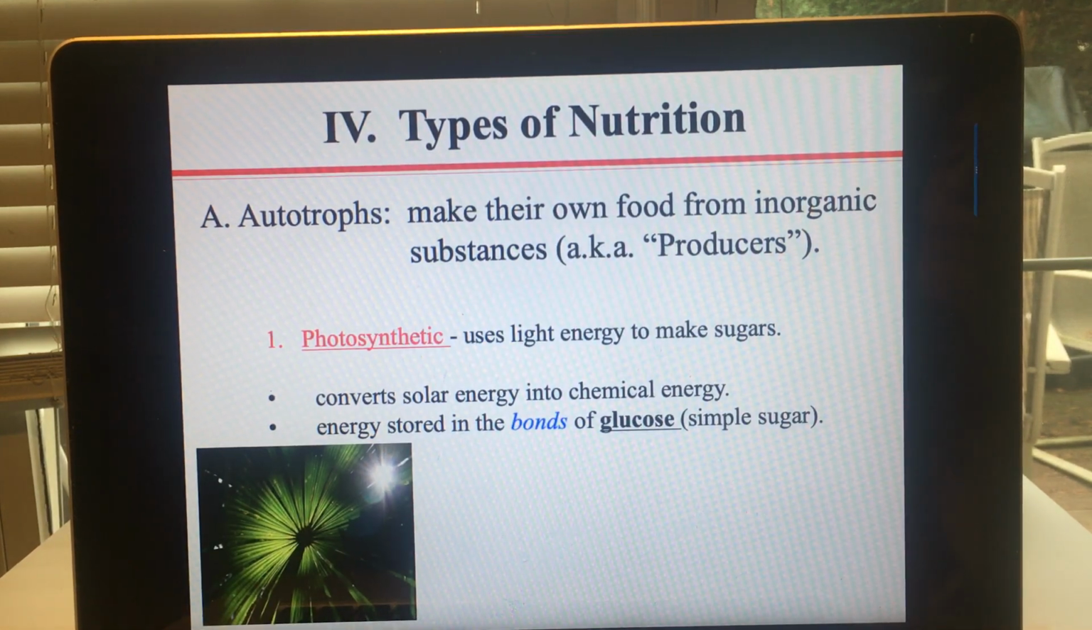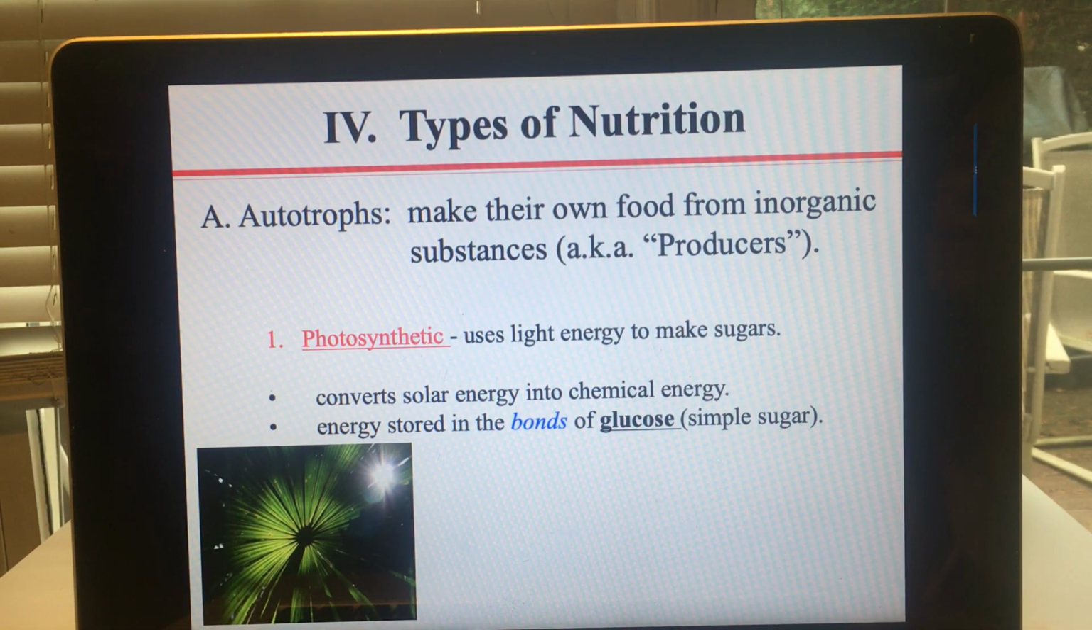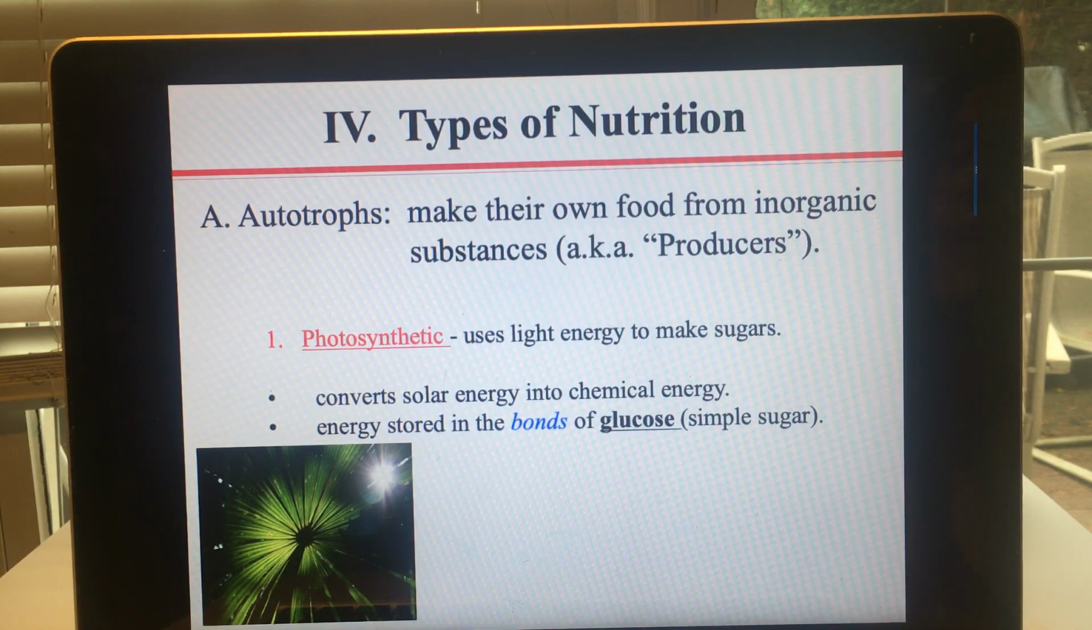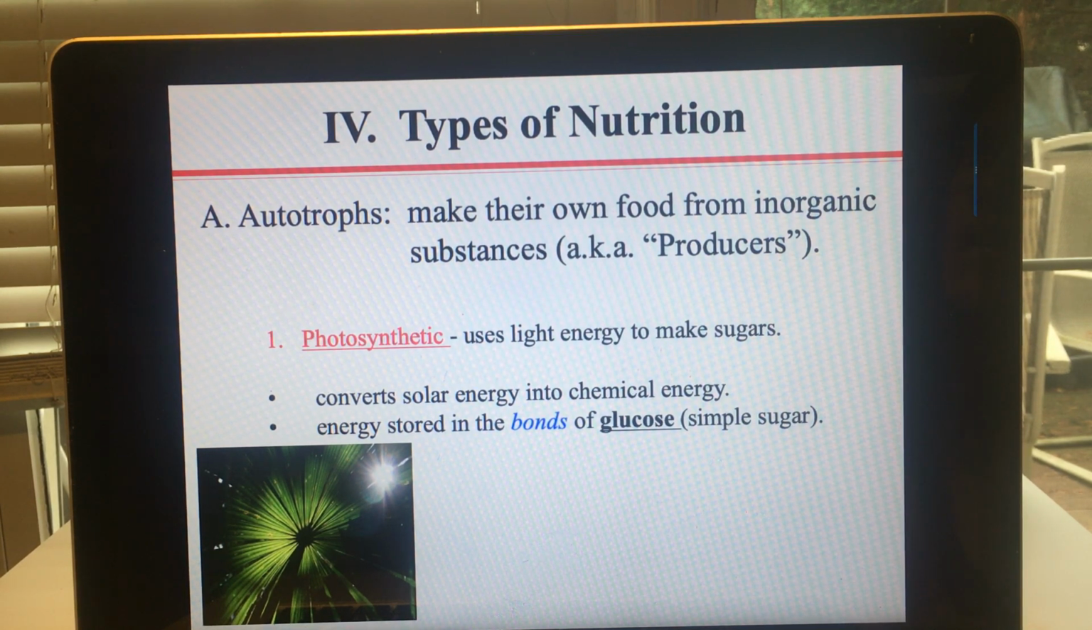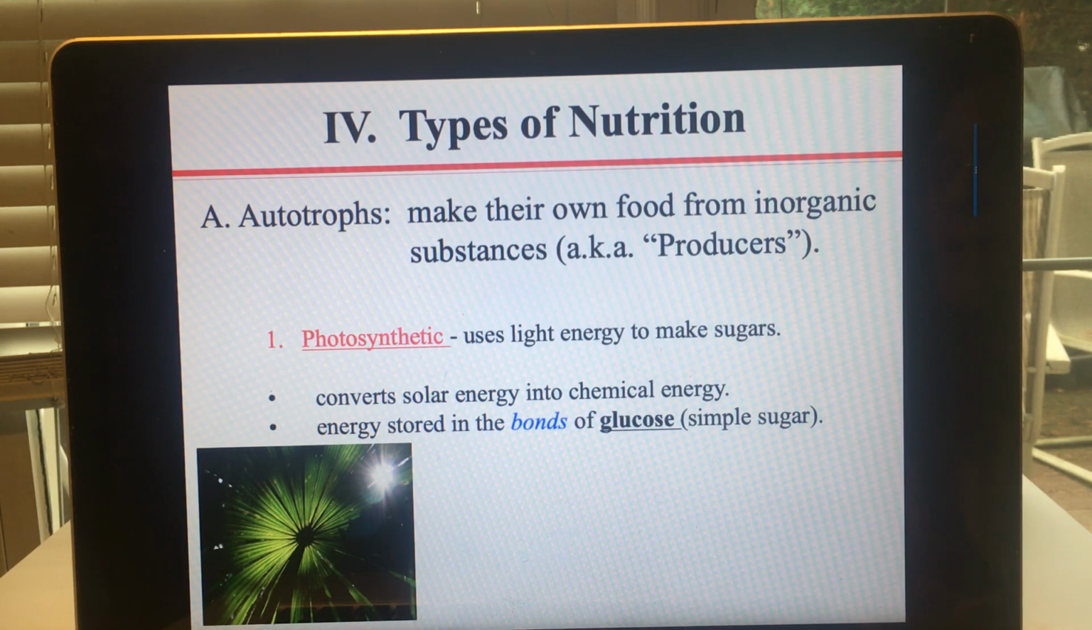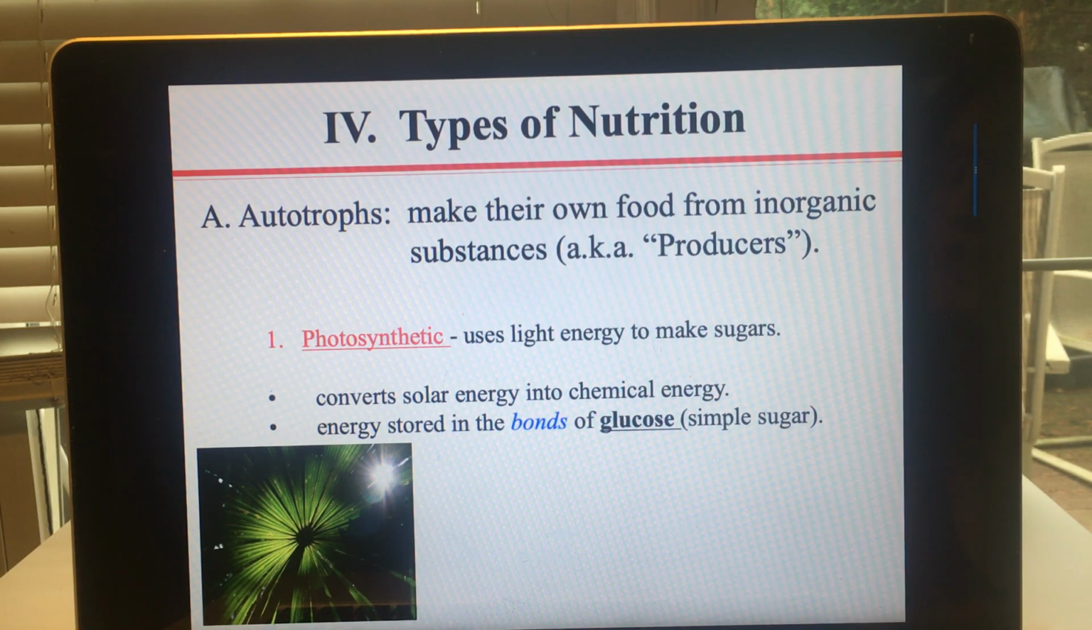So now we're moving on to types of nutrition in an ecosystem. Autotrophs are organisms that make their own food from inorganic substances, and we refer to them as the producers, not because they produce energy per se, but they put it in a form that other organisms in the ecosystem can use. A common type of autotroph is a photosynthetic autotroph. Sometimes they're referred to as photoautotrophs. These are the ones that you're already very familiar with. For example, plants and algae.